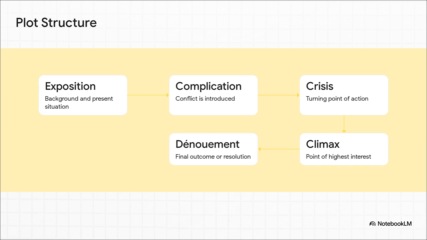It kicks off with the exposition. That's where we get the background on the characters and the current situation, maybe with a little sneaky foreshadowing sprinkled in. Then comes the complication. Here, the conflict is introduced and the plot literally thickens as the problem gets, well, complicated.